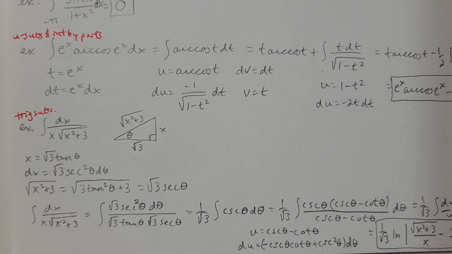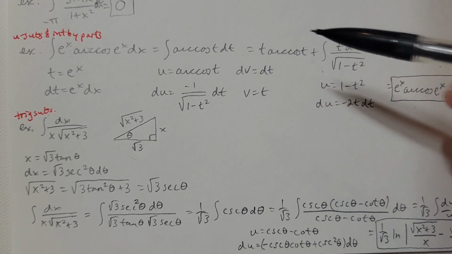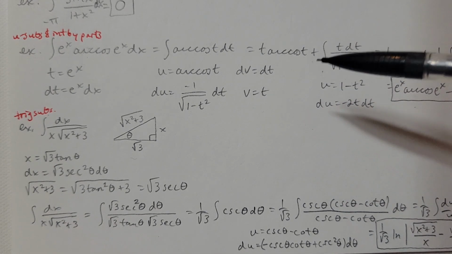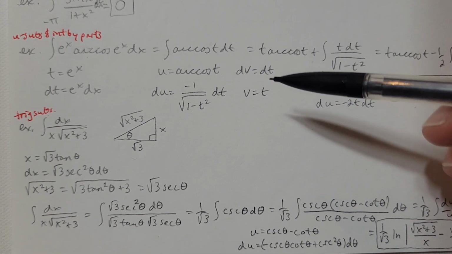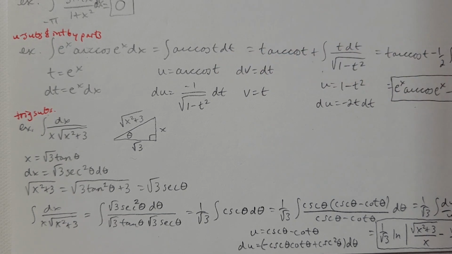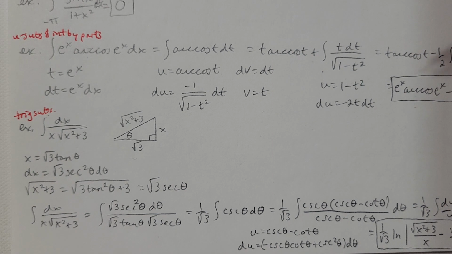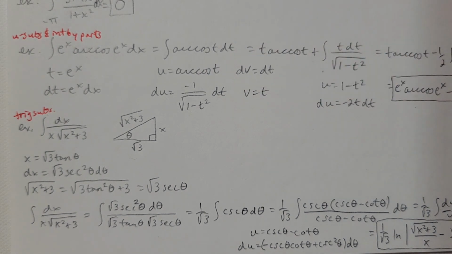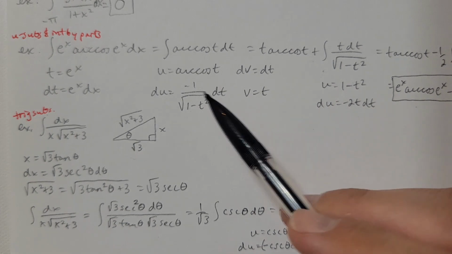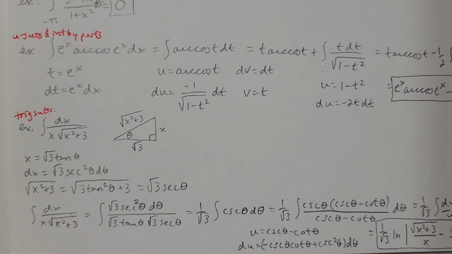u is cosine inverse of t, dv is dt. I would not have those switch, because if dv is cosine inverse of t, that's not any different from what I'm doing in the original problem, right? Because I've got to know the antiderivative to get v. So this is my only option here for setting up the parts. v is t, and the derivative of cosine inverse of t is negative 1 divided by the square root of 1 minus t squared dt.